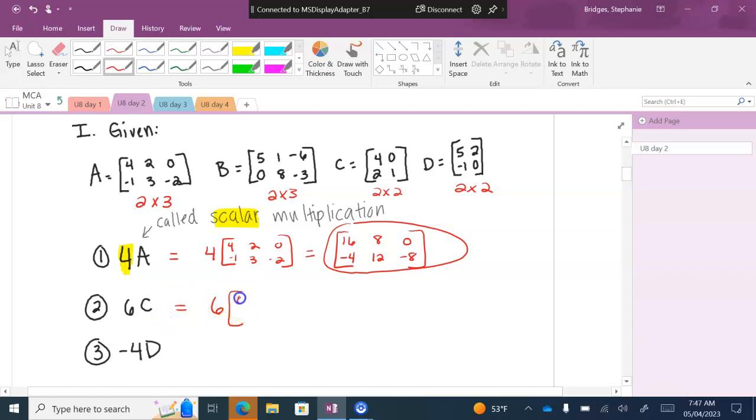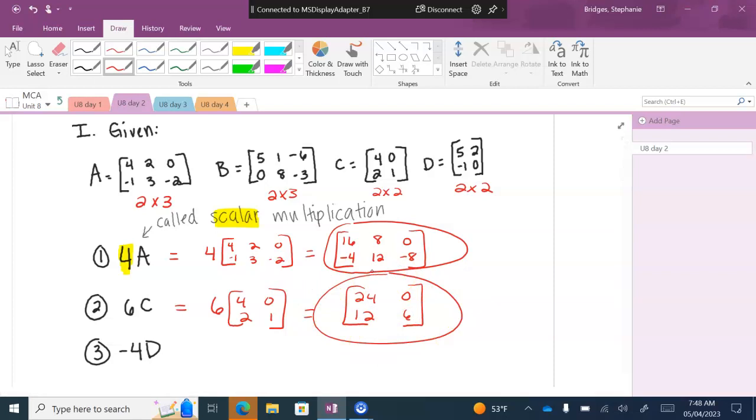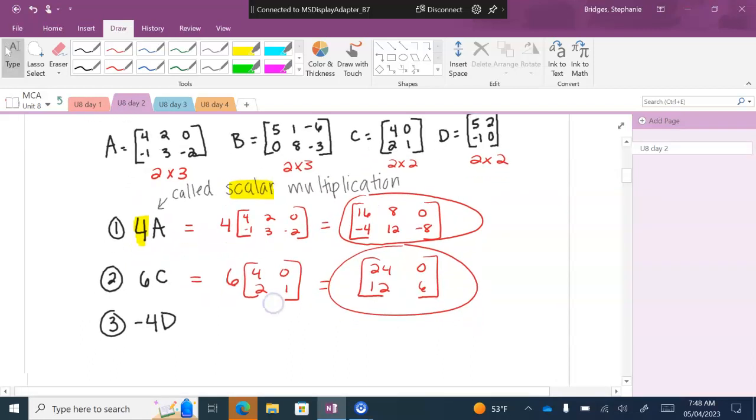For number 2, we're going to take 6 and multiply every element in C by that. And we get 24, 0, 12, 6. Is everybody okay with that? Okay. And then number 3, we're going to go -4 times D. Again, I'm just showing all of my work. You don't have to write all this out. So we're going to get -20 and -8, and then +4 and 0.